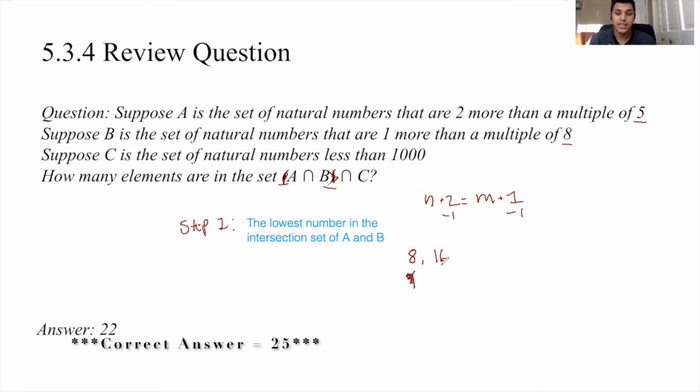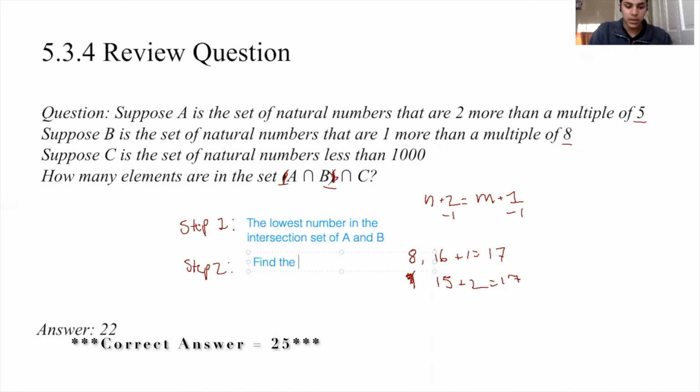What's 1 less than 16? Well, that's 15. And 15 is a multiple of 5, which means we actually just found our n and m, right? So if 15 is our multiple of 5 and 16 is our multiple of 8, one more than our multiple of 8 is 17, and 2 more than our multiple of 5 is 17 as well. So 17 is the lowest number that is going to be in both set A and B. Now that we have that, we do our step 2. Step 2, and I'll write it out as well.